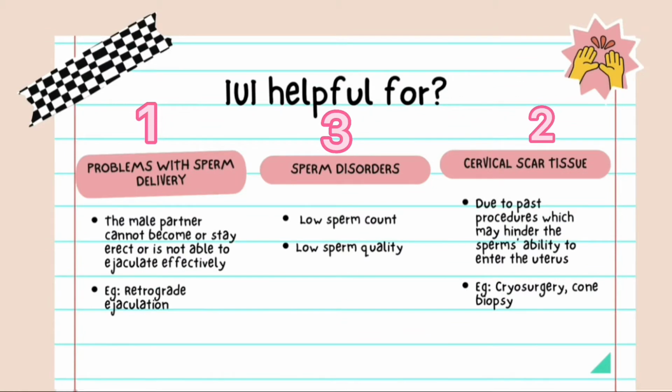So, IUI treatment is helpful for several groups of people that have problems conceiving a child. Firstly, when there is a problem in sperm delivery: the male partner cannot become or stay erect or is not able to ejaculate effectively. Secondly, when the woman has cervical scar tissue due to past surgery procedures, which may hinder the sperm's ability to enter the uterus. Next, sperm disorders, which include low sperm count and low sperm quality.